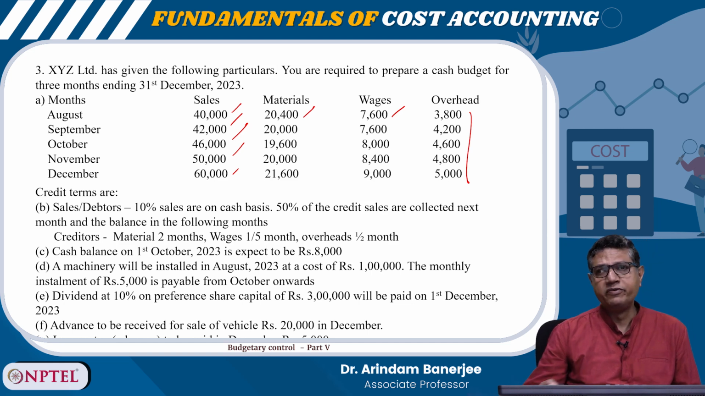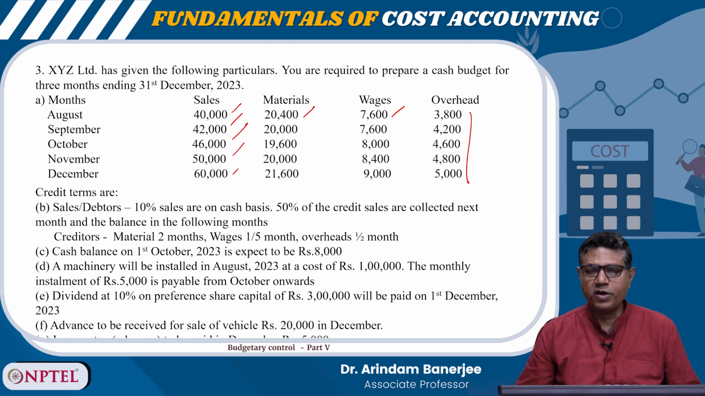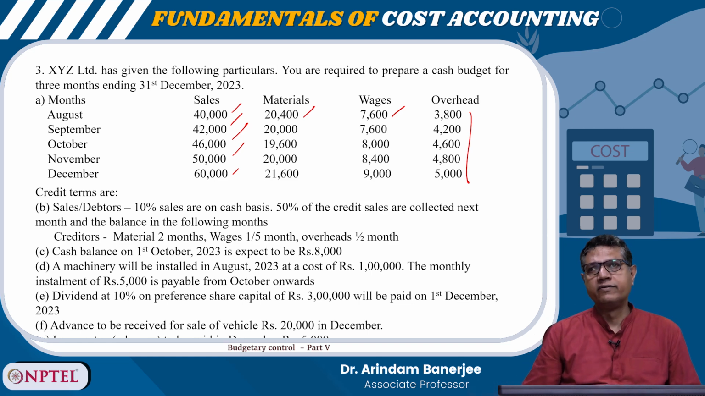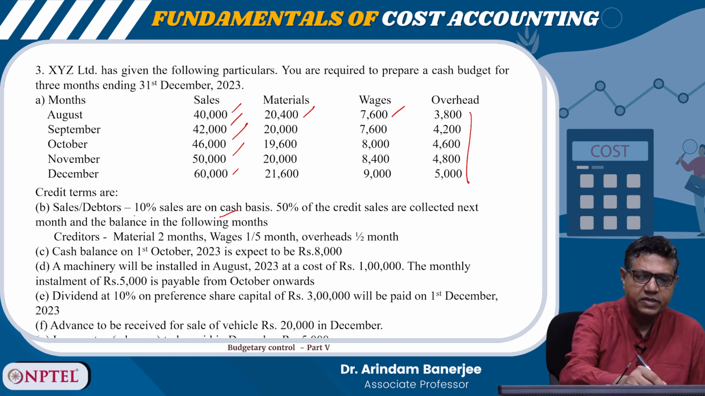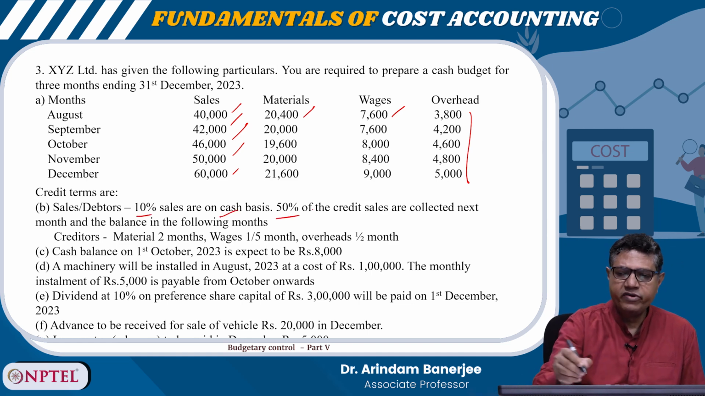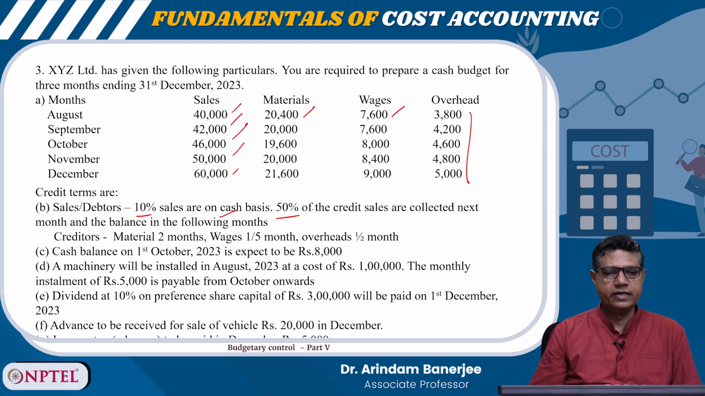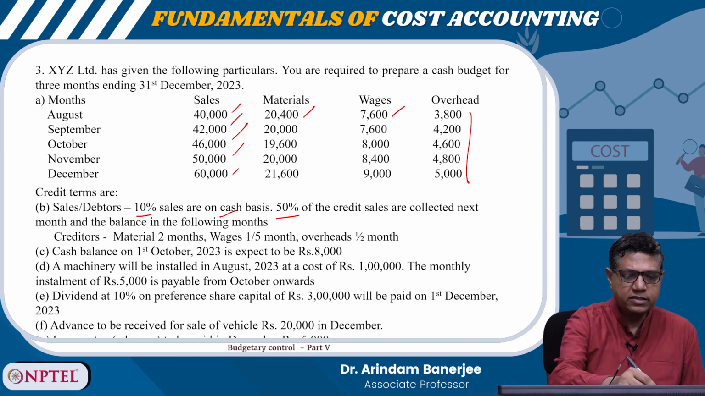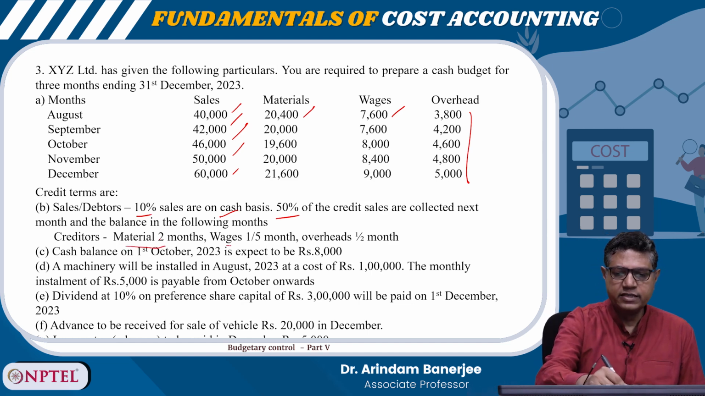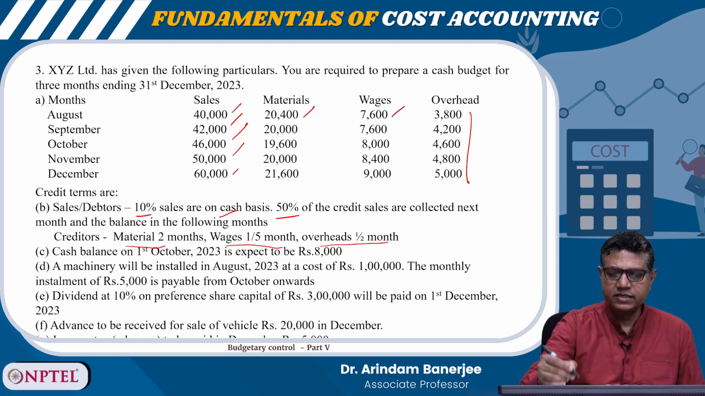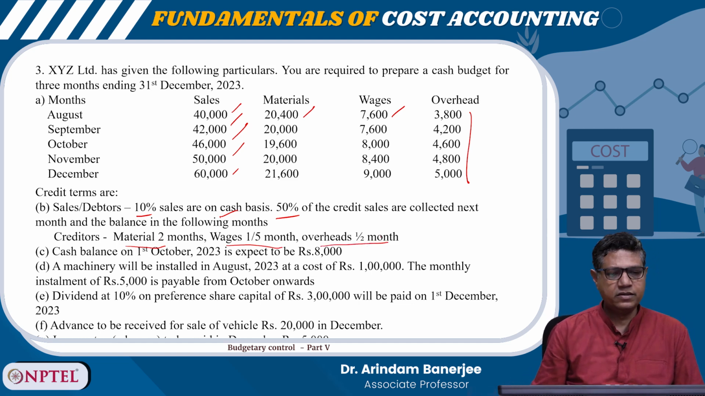Now, like the previous problem, the credit terms are given. Sales by debtors: 10% of the sales are happening in cash, 50% of credit sales are collected next month and the balance in the following month. Creditors: material 2 months, wages 1/5 month, overheads half month, right.